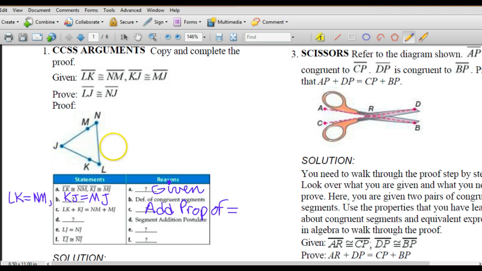So the addition property is when you add the same thing to both sides. The segment addition postulate is when you have a segment which is made up of two parts. So in this case, we have segment LJ which is made up of two parts, the two parts being LK and KJ. So if I add LK and KJ together, that gives me the length of the whole thing, LJ.